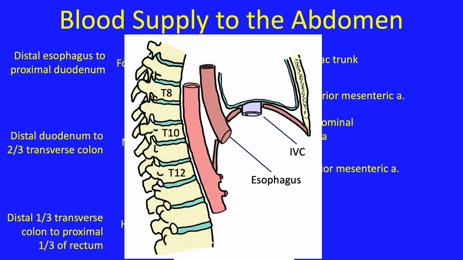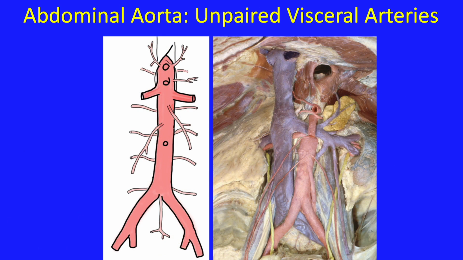Also, remember how the abdominal aorta enters the abdominal cavity. It runs just behind the diaphragm at the T12 level. Let's now discuss the arteries arising from the abdominal aorta.